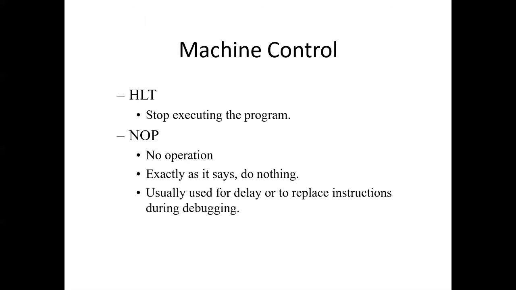So these are also called the machine control instructions. Halt, as I told, can be used to stop executing the program. NOP is for no operation, exactly as it says, do nothing. Usually used for delay or to replace instructions during debugging.